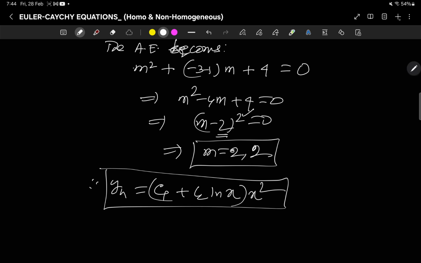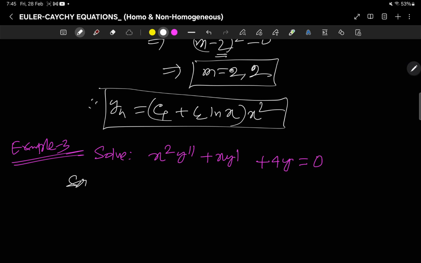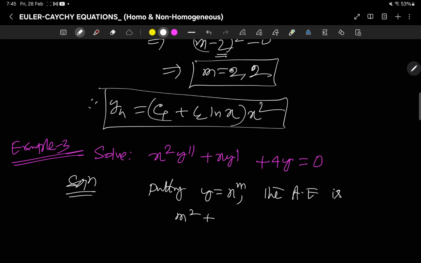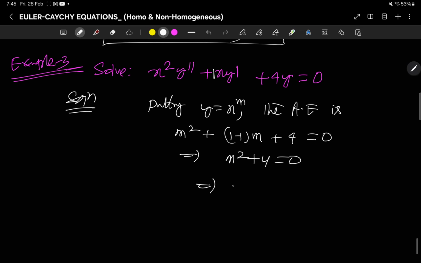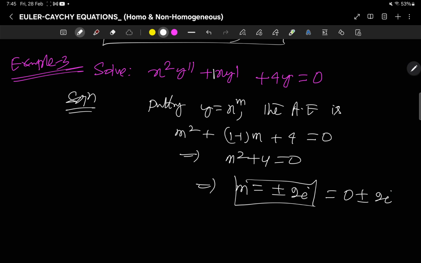Coming to one more example. Coming to example 3, the solution is putting y is equal to x to the power m. The auxiliary equation is m square plus (a minus 1) m plus b, where a is 1 and b is 4. So that means m square plus 4 is equal to 0, so m is plus and minus 2i, a complex conjugate. I can write it as 0 plus minus 2i.